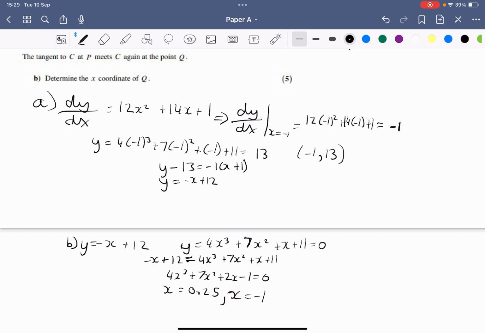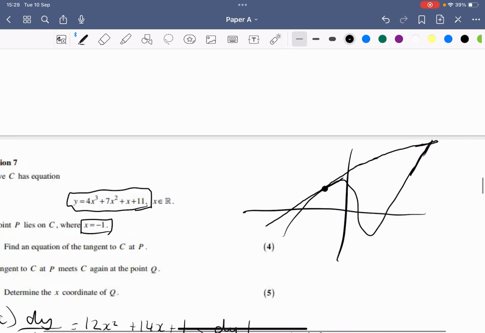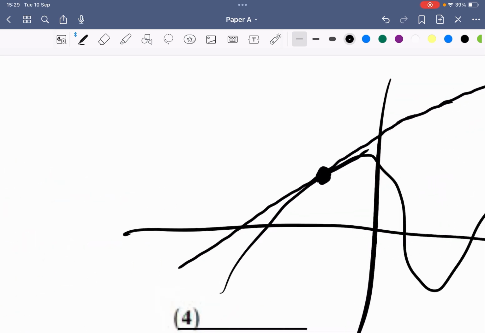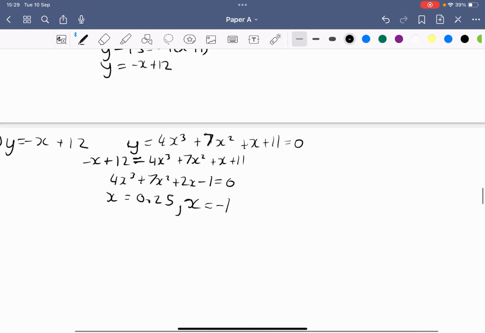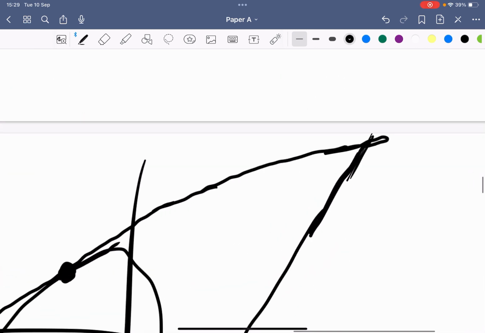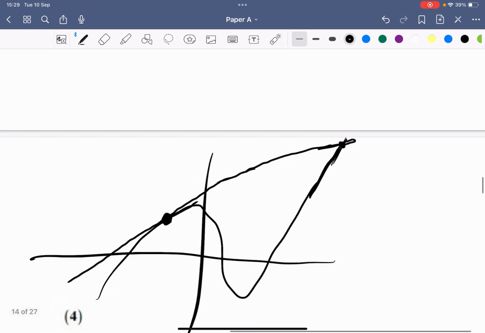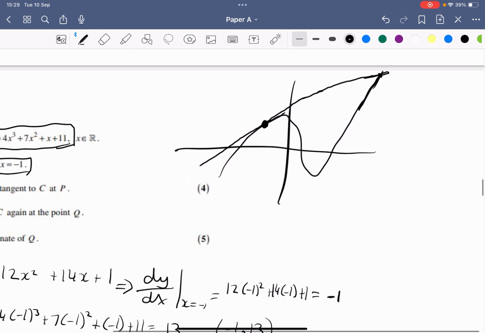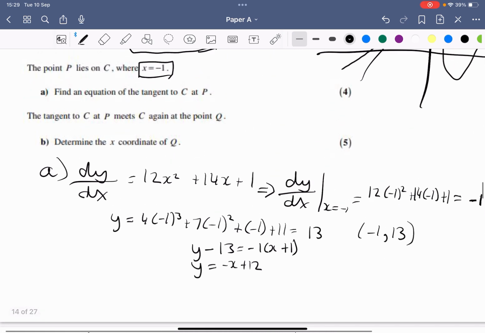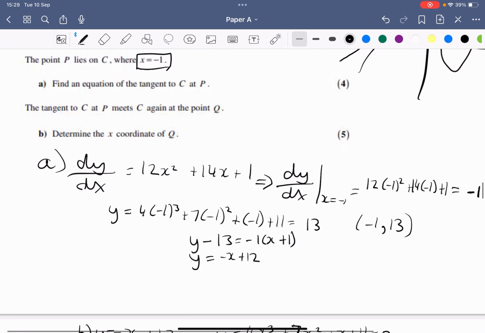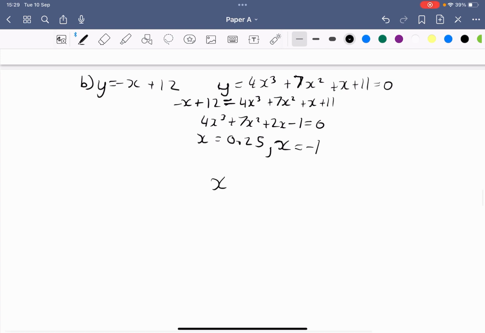Now, the point x equals -1 refers to our point over here. However, x equals 0.25 refers to this point over here. Okay, now our graph isn't obviously drawn to scale, but it's good enough for what we need. So we know that the point of Q, the x coordinate is 0.25, and that's our final answer.